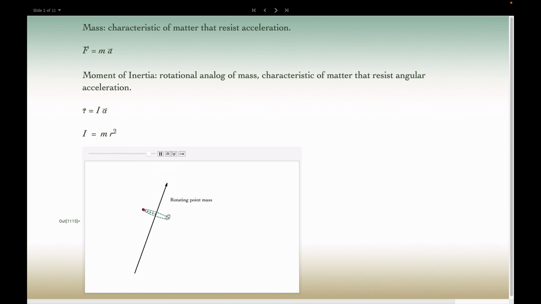Now, if we consider a point mass for a moment rotating about some axis, the moment of inertia for that mass is computed as the product of the mass times the distance to the axis squared. And here we're using this letter symbol uppercase I for moment of inertia.